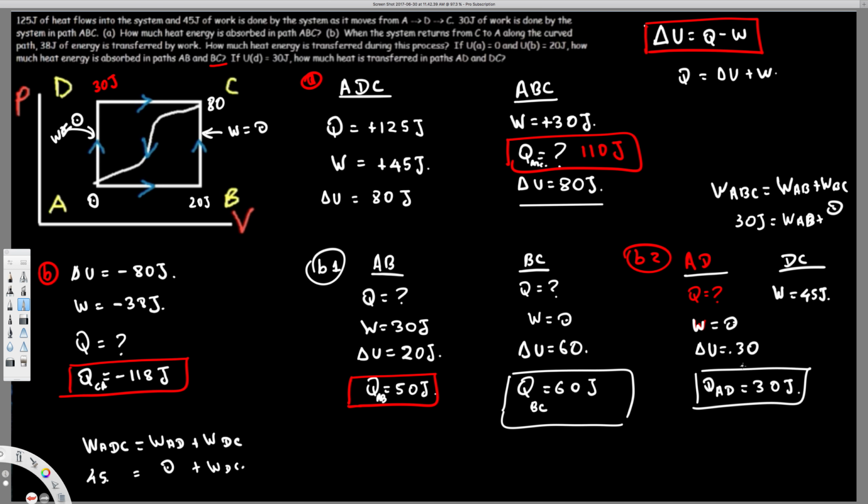And delta U for DC. We know that U at D is 30, at C is 80. 80 minus 30, that's going to be 50. So here we have delta U that is equal to 50 joule, and we are trying to find Q, right? So Q is going to be delta U plus W, that's going to give us 95. So QDC is equal to 95 joule, and that's going to be the final answer. And that's all they are asking, right?